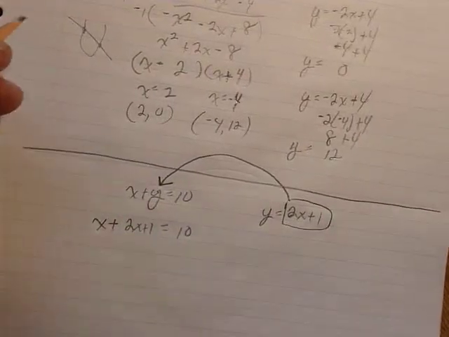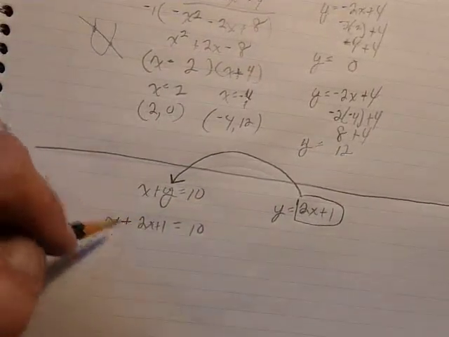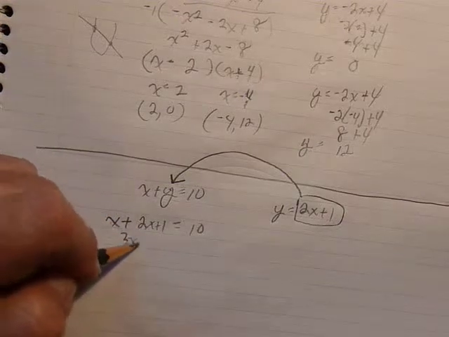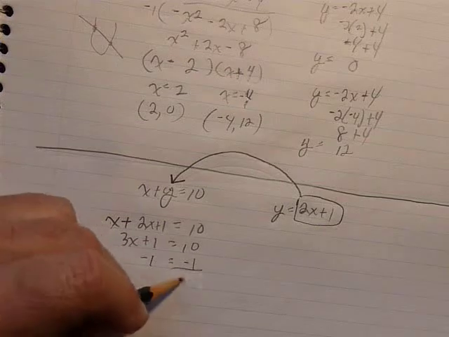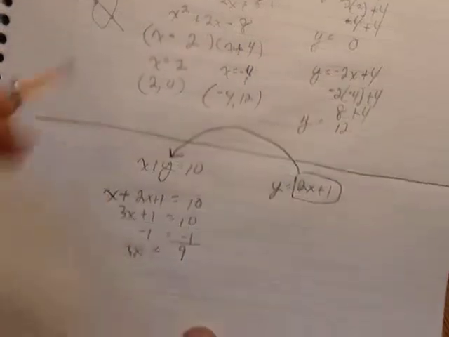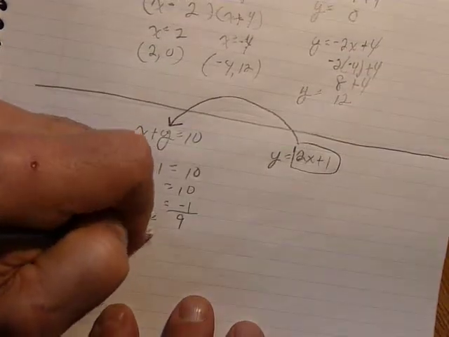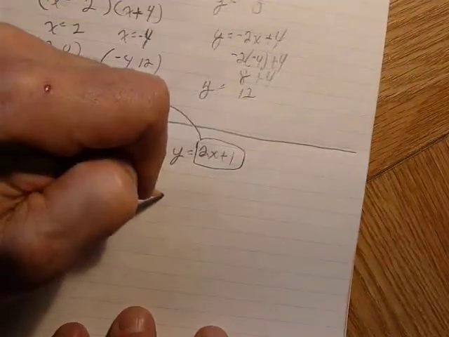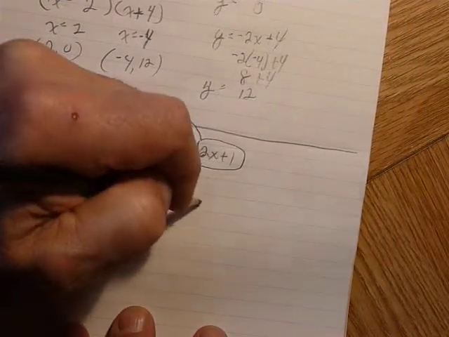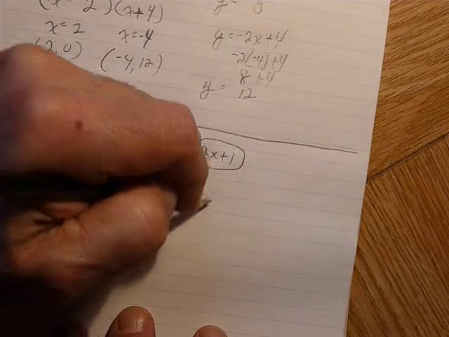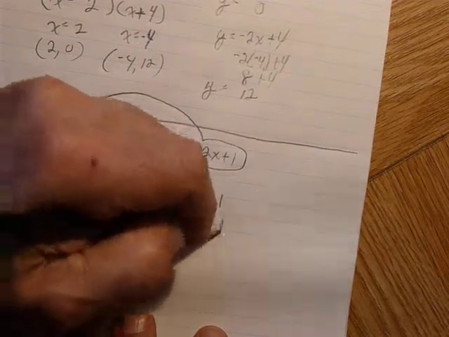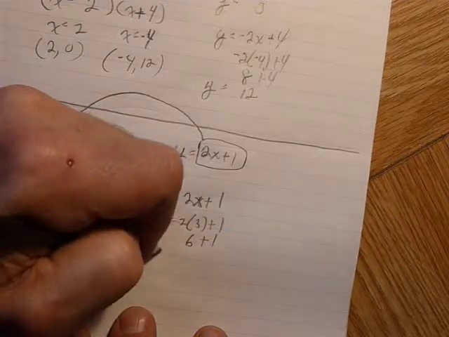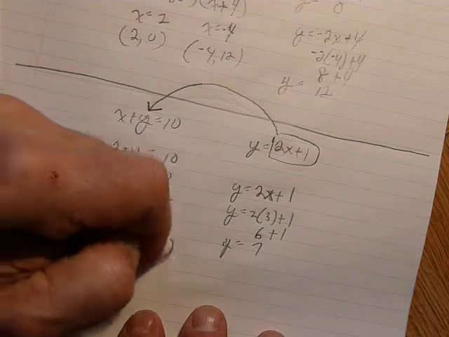And I have again eliminated the y. So all I have is x's. 2x and 1x is 3x. So this is 3x plus 1 equals 10. And now, with just one unknown, it's easy to solve. X is equal to 3. And of course, I take either equation, plug in the x that I've already solved for. So y is equal to 7. So the solution here is 3, 7.